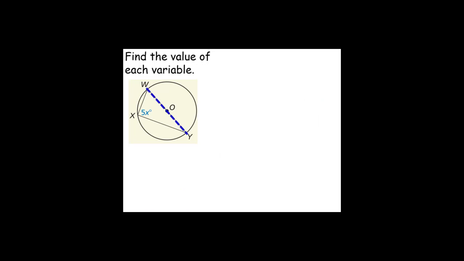Since the chord WY is the diameter of the circle, since it goes through the center of the circle, point O, we know that angle WXY is a right angle. Therefore, we could say the measure of angle X is equal to 90 degrees. Since the measure of angle X is equal to 5x, we can substitute that value in, divide both sides by 5, x is equal to 18.